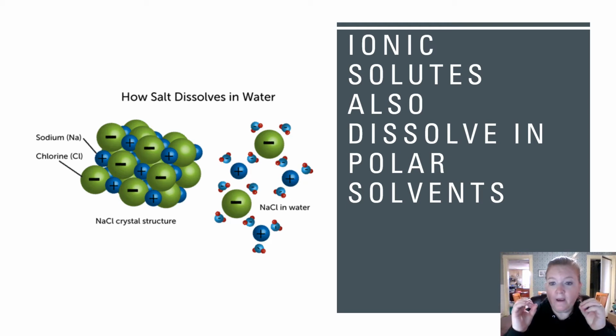So remember, polar has charges, right? A partial positive and a partial negative. Ionic has charges completely transferred, so we have a positive and a negative. So they behave similarly. So polar solutes and ionic solutes will dissolve in polar solvents.